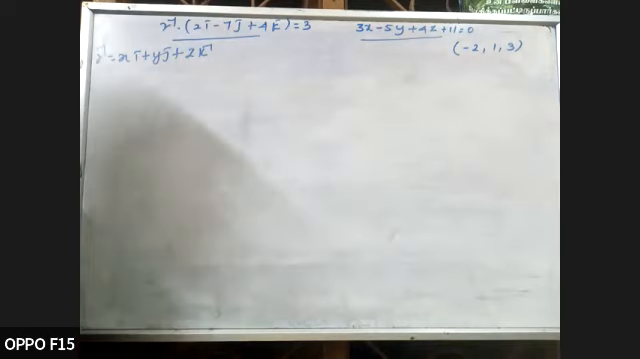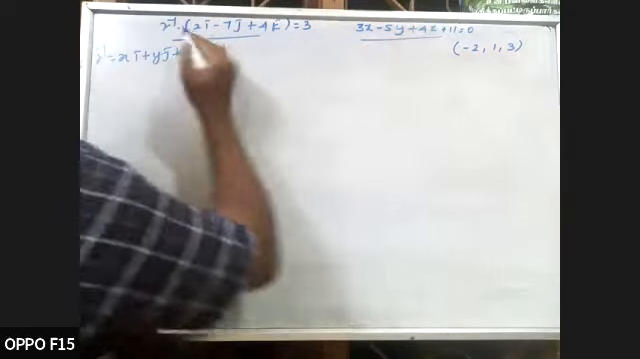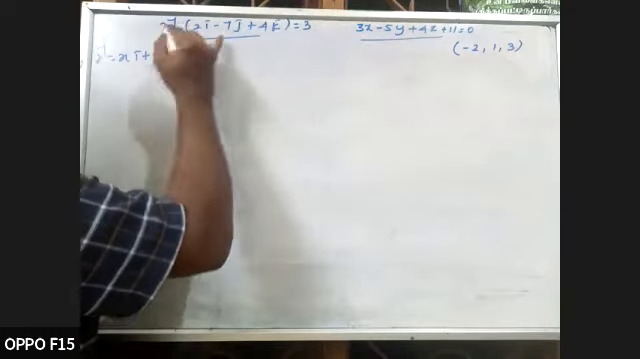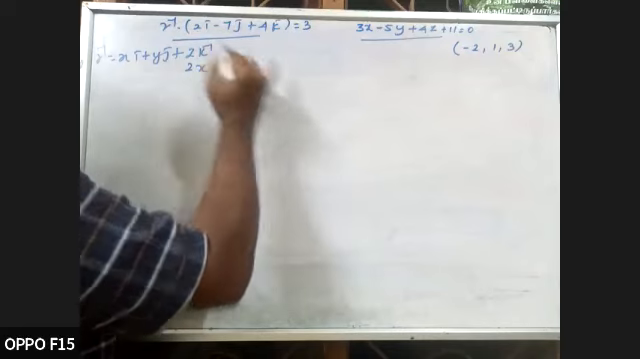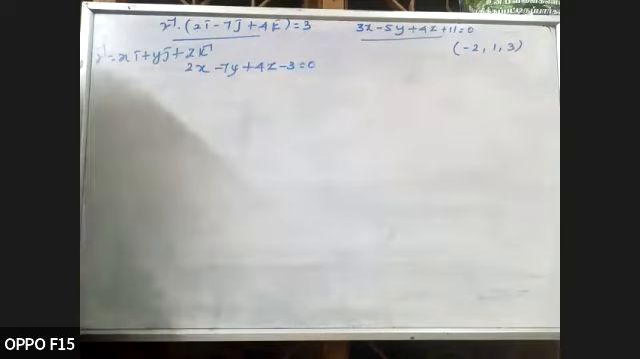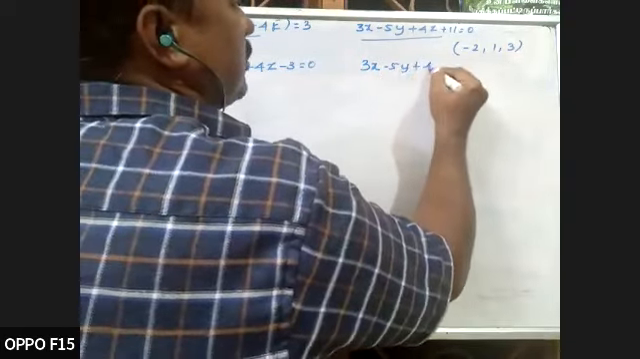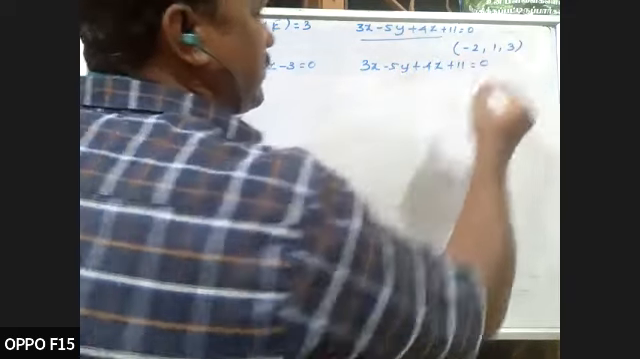How can you write it? You can say it directly, just by looking. What is that, girls? Boys? Sir, dot product. If you do the dot product, what will you get? You can get an equation like this. So 2 into x is 2x, 7 into y is minus 7y, 4 into z is 4z. Bring this 3 over, minus 3 equals 0, this is one plane. Another plane is 3x minus 5y plus 4z plus 11 equals 0.